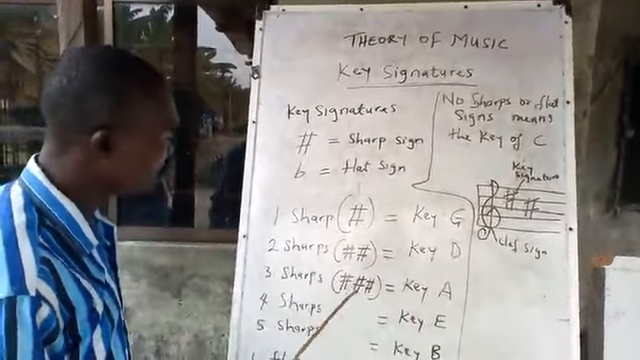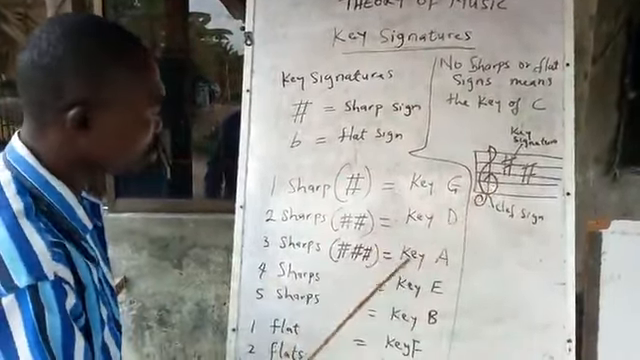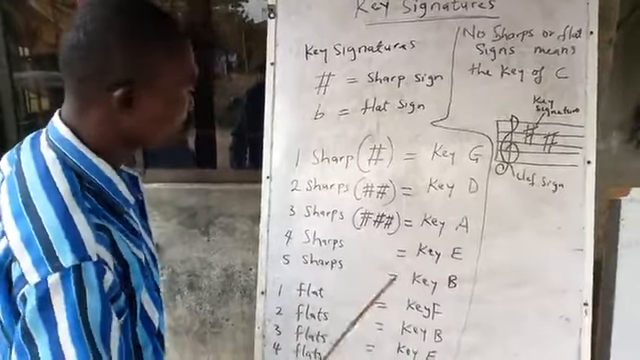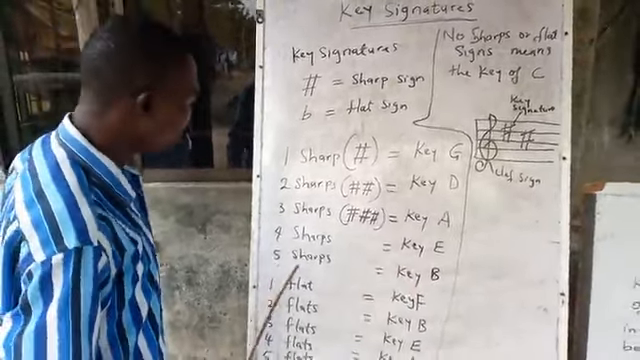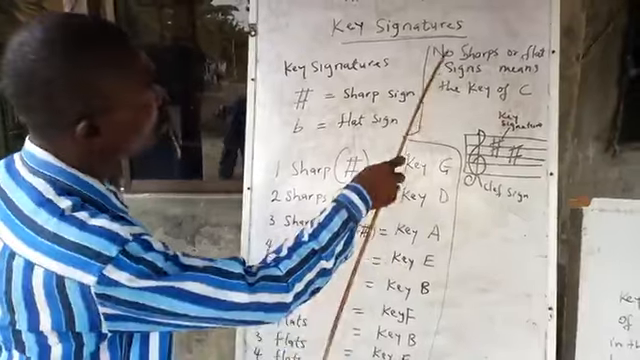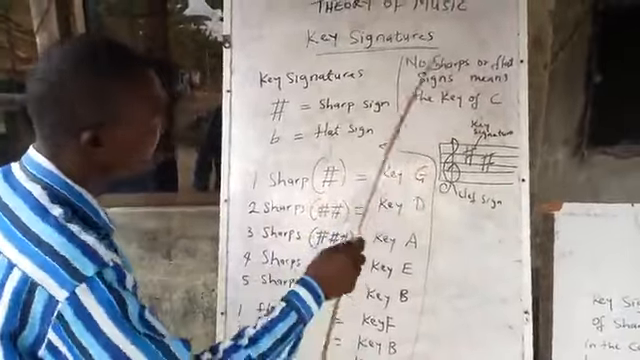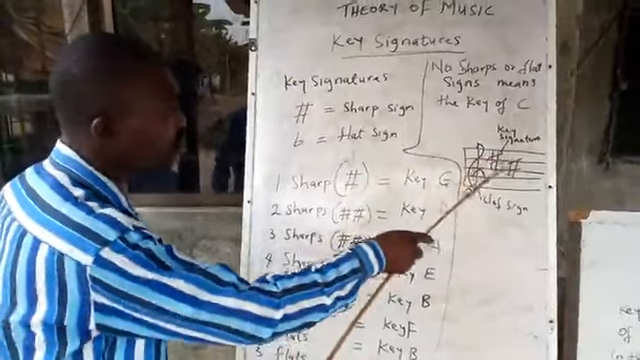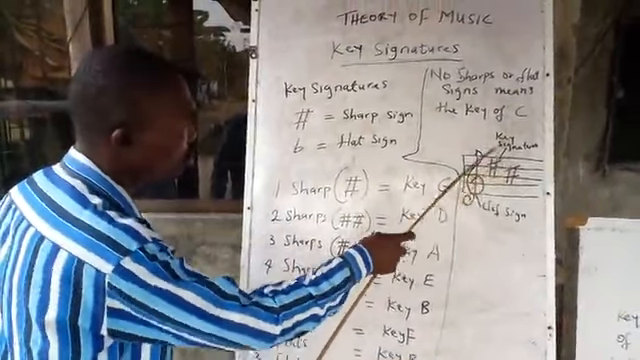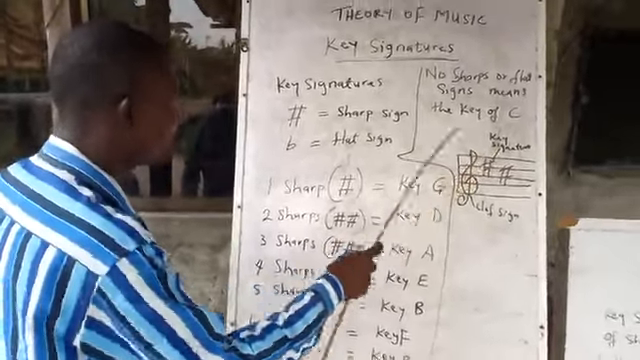Whenever you have three sharps this way, that is, three on the staff, you are working on key of A. Four sharps, you are working on the key of E. Five sharps, you are working on the key of B. No sharp or flat sign means the key of C. That is, the key of C in a piece of music has no such signs. You will not find any of these things at the beginning of the staff. So everything here will be free, there will be no sign at all. So it means that you are working on the key of C.